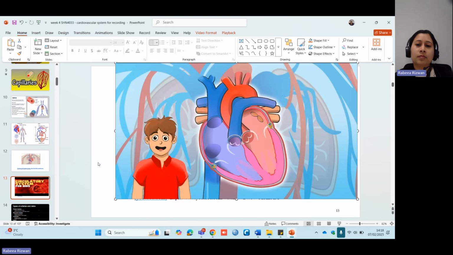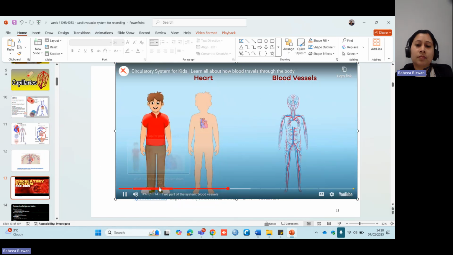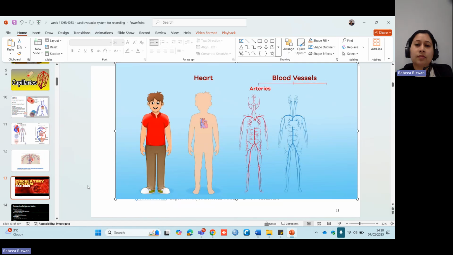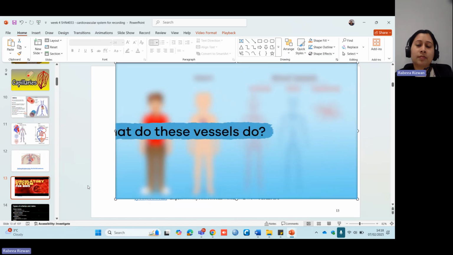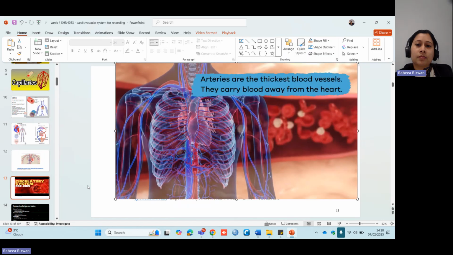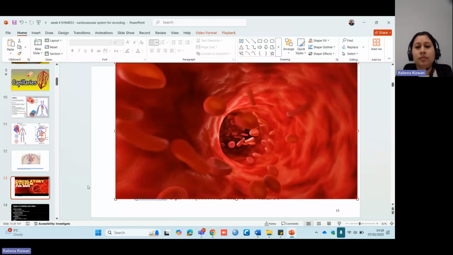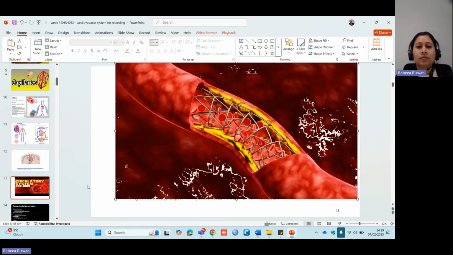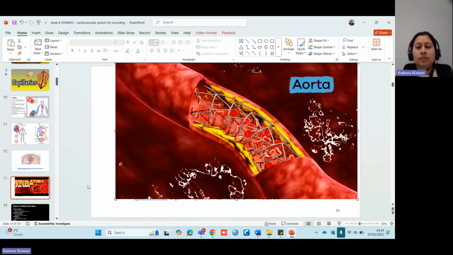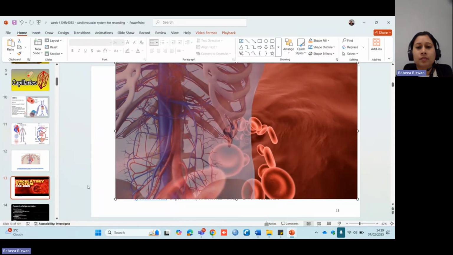Pretty awesome, right? The other main part of the circulatory system is the blood vessels, which include the arteries, veins, and capillaries. What do these vessels do? Glad you asked. Arteries are the thickest blood vessels. They carry blood away from the heart. This blood is enriched with oxygen as it is sent through the largest artery in the body, called the aorta, and then circulated through the rest of the body.